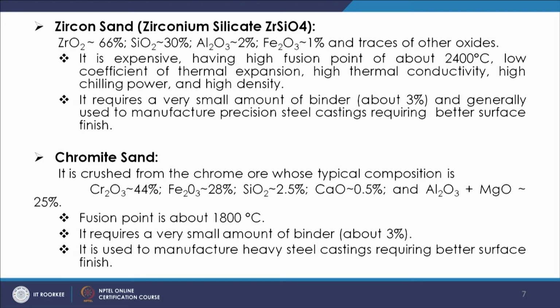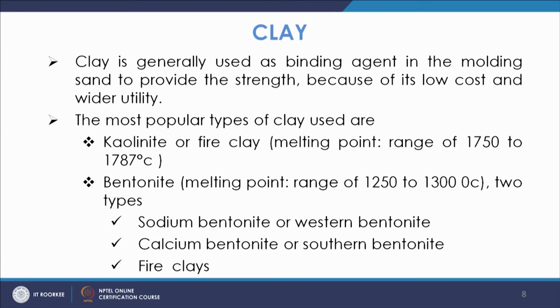Then the next type of sand is chromite sand, which is crushed from the chrome ore, and it has a chemical composition close to Cr2O3 44%, iron oxide 28%, and then other oxides like silicon oxide or calcium oxide. So, this way you have the chromite sand whose fusion point is 1800 degrees centigrade, a small amount of binder is required, and for heavy steel castings it is used. So, these are the different kinds of sand.